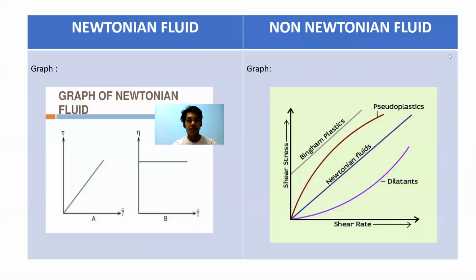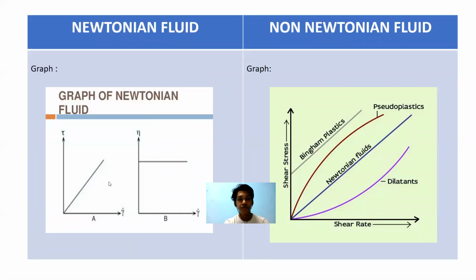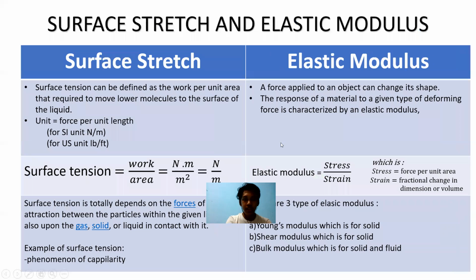Next, we are going to move on to this. This one is the graph for Newtonian fluid, which is proportional. And meanwhile, this is a non-Newtonian fluid graph. We can see this Bingham plastic, plastic, Newtonian fluid, and so on. Okay, next we are going to move on to the surface tension and elastic modulus.